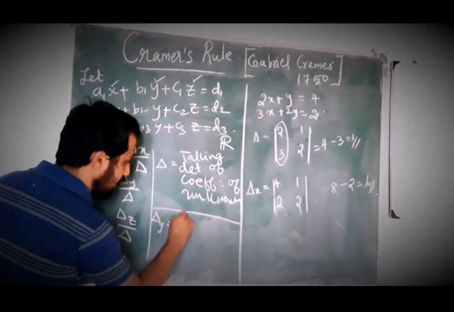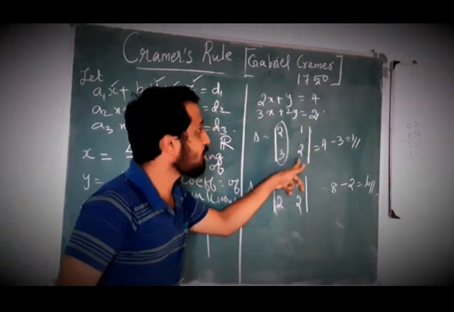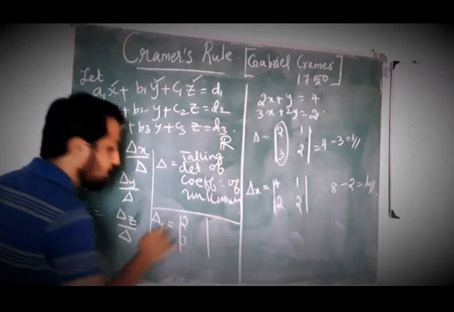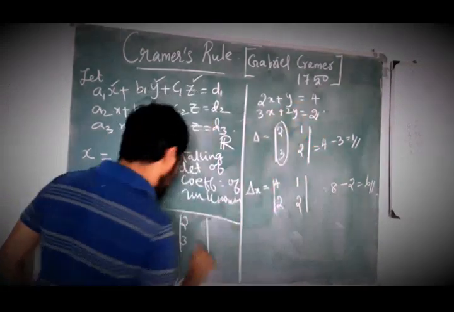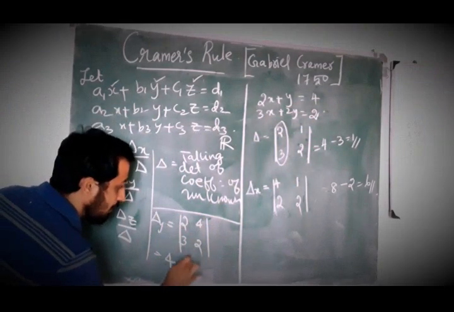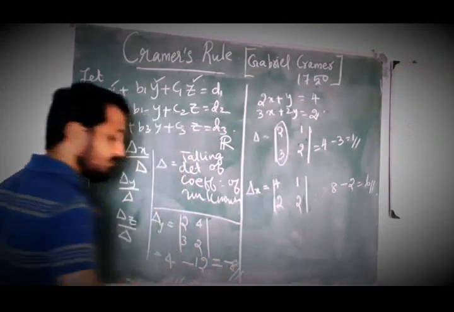Delta y is equal to the determinant where the coefficient of y I have to replace with d1 d2. That means the first column is 2 3, and the coefficient of y is replaced with d1 d2, that is 4 2. Yes or no? So 2 2s are 4 minus 4 3s are 12. 4 minus 12 is nothing but minus 8.